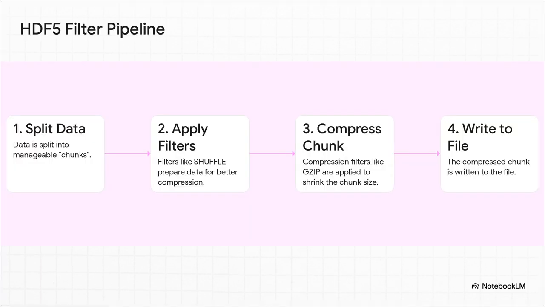And what HDF5 does is it runs these chunks through something called a filter pipeline. It's a pretty cool process. First, it splits the data into those chunks. Then it can apply a filter, like something called shuffle, which cleverly reorders the bytes to group similar values together. Why? Well, that makes them way easier to compress. Then it applies a compression filter, like gzip, which shrinks the chunk down. Finally, that small, compressed chunk gets written to the file. So now, when you need some data, you only have to read and decompress the specific chunks you need. It saves a ton of time and disk space.